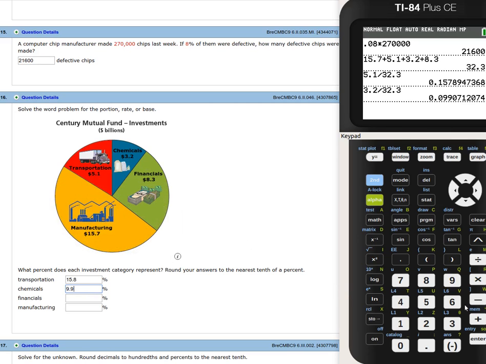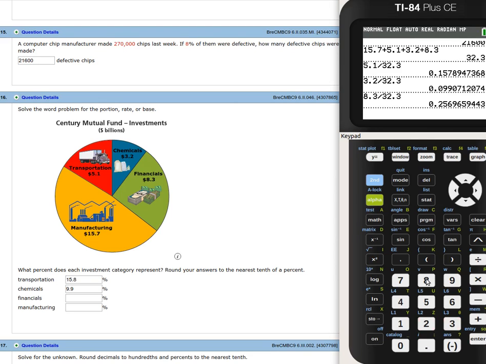So for financial, the portion is 8.3 divided by the whole, which is 32.3. The decimal place needs to go 2 places to the right again, so it's going to go between the 5 and the 6. But see, after the 6 comes a 9, so we need to round this one up to 25.7%.